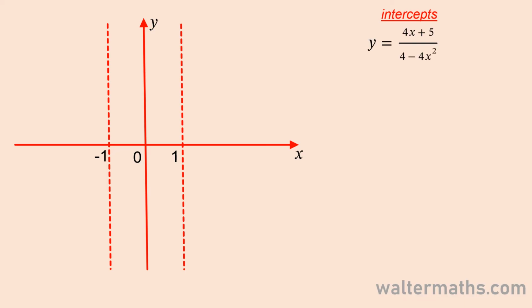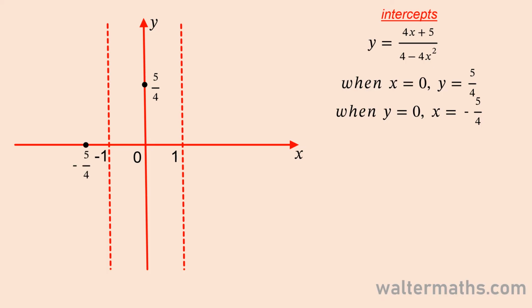So here, considering the equation of the graph, for the y-intercept, that's when x is equal to 0. And when x is equal to 0, y comes out as 5 over 4. So the y-intercept is the point 0 and 5 over 4, which can be this point here. For the x-intercept, that's when y is equal to 0. And when y is equal to 0, substituting it into the equation, we get that x comes out as minus 5 over 4. So the coordinates are minus 5 over 4 and 0, which is this point here.